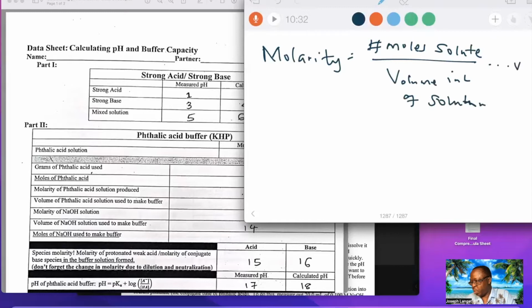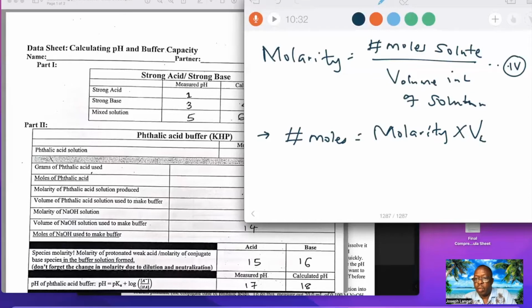Let's call this equation 4, molarity, which we can rearrange to find the number of moles by multiplying molarity times volume in liters. Let me use subscript L for liters. Therefore, this is equation 5. I'm just giving you equations we will use in completing the data sheet you see there.